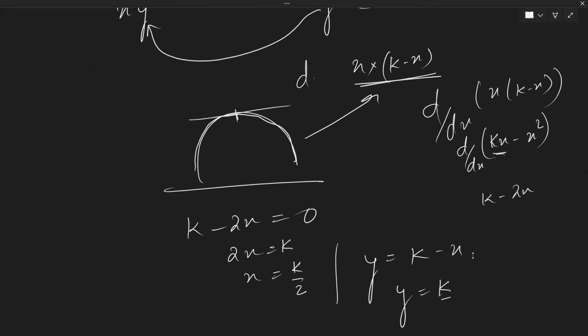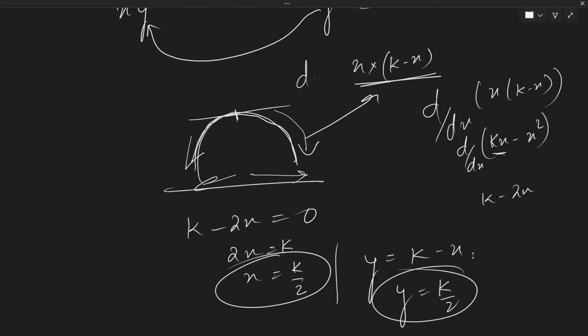So both are the same. If you try to increase the difference, the value of the product will go down in both directions. In this direction x is more, in this direction y is more, right? Doesn't matter. But the thing is, if they are both equal, then the product is maximum.